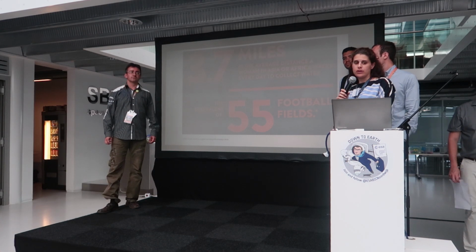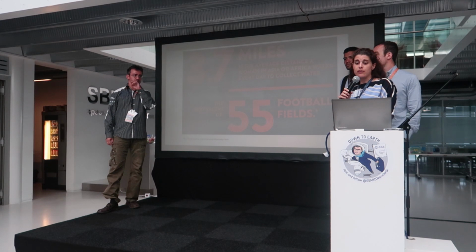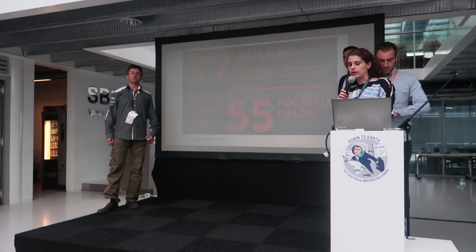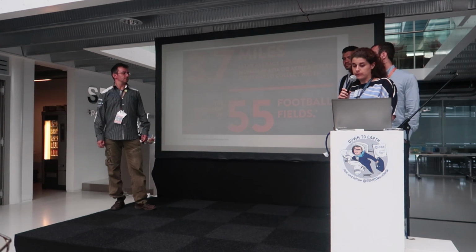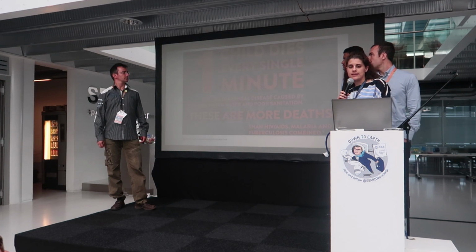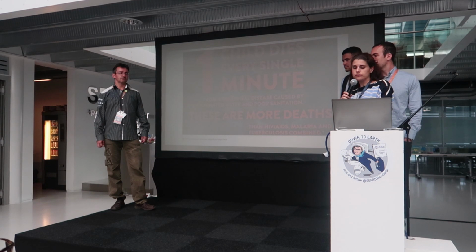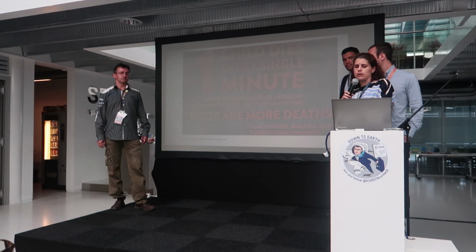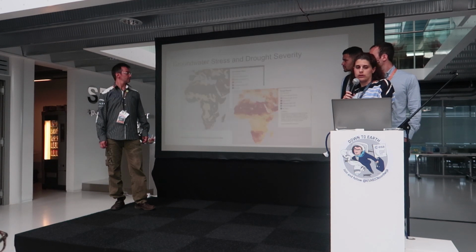This is not happening in Africa, so we have here some numbers. For example, 3.7 miles is the average distance a woman in Asia or Africa walks every day to collect water, and that is more or less 55 football fields. We have other numbers such as one child dies every single minute from diseases of contaminated water, and that is more than malaria and tuberculosis combined. We have other key numbers about African population, world population, and water supply, clean water.